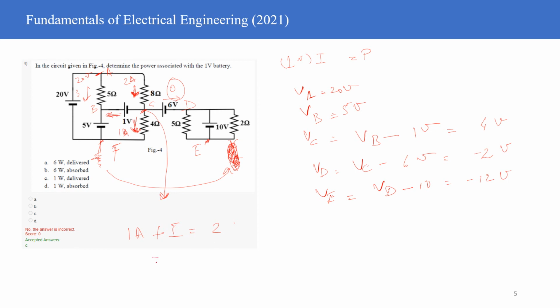So you can have the value of I as 1 ampere, and if this is 1 ampere and it's flowing out, therefore it will be 1 ampere of delivered power, right? So this will give you C as the correct option, and it is there in the accepted answers as well. So I'm hoping things are clear to you, and you understand when the current can flow and when the current cannot flow.